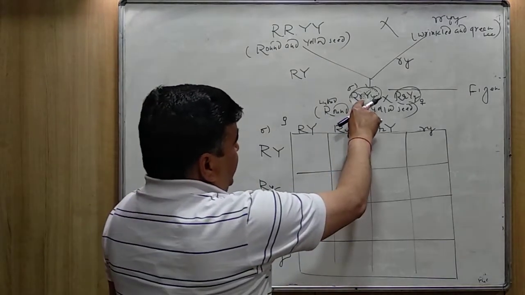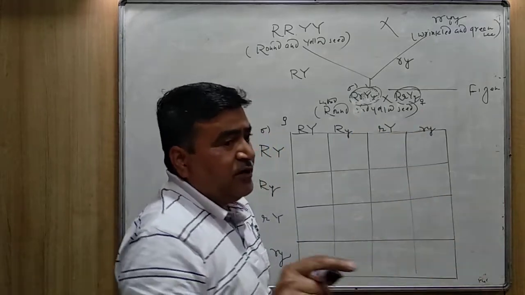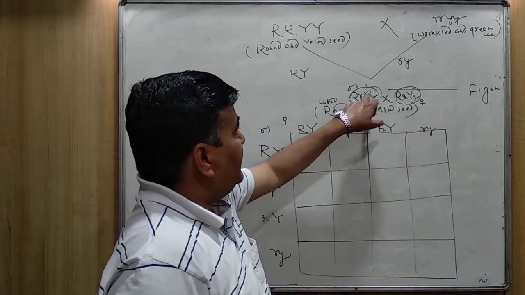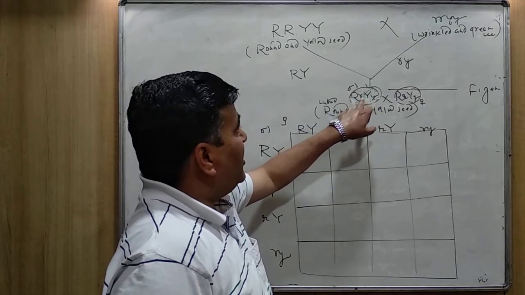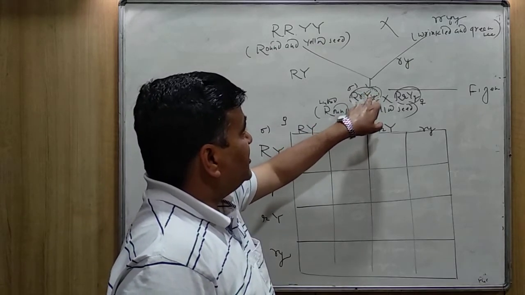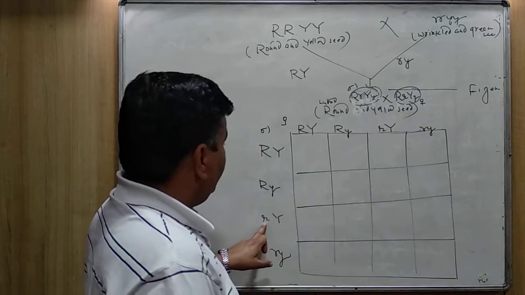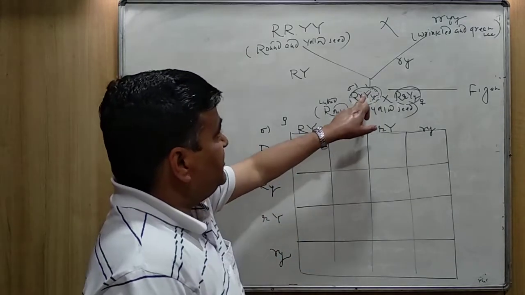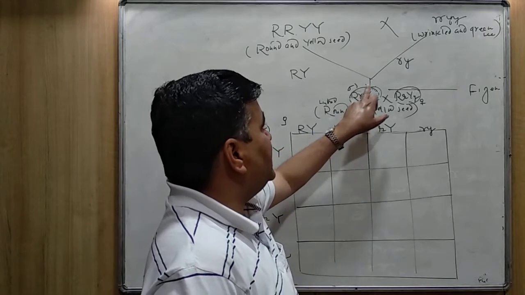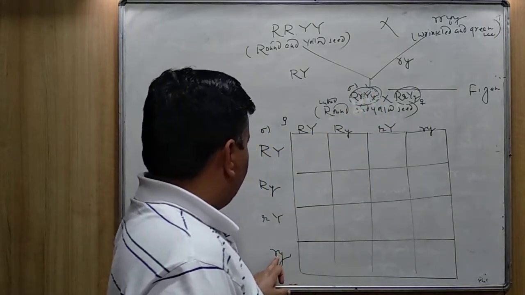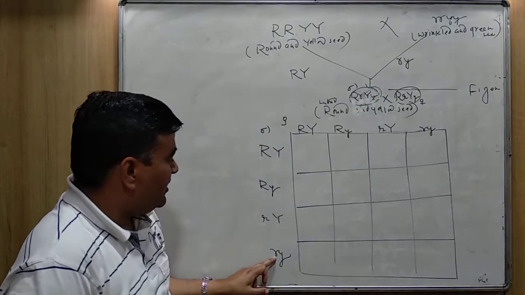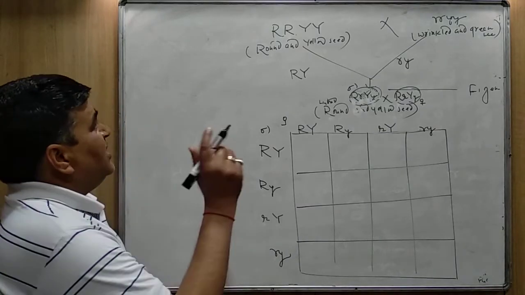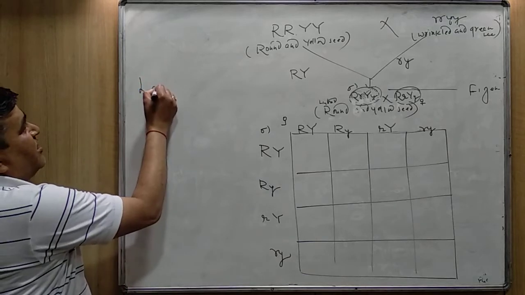If small r is also independent to assort with other characters' alleles, if small r is going to assort with the capital Y, the gamete will be small r, capital Y. And if small r is going to assort with the small y, the gamete will be small r, small y. So what is the law of independent assortment?